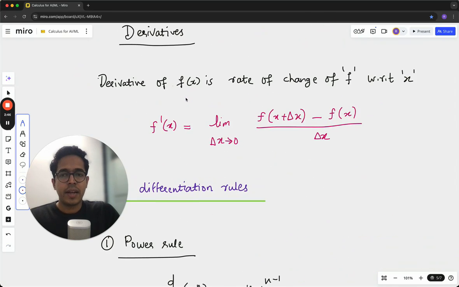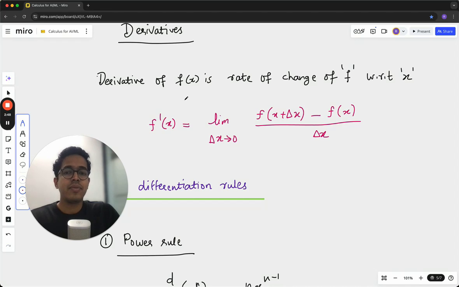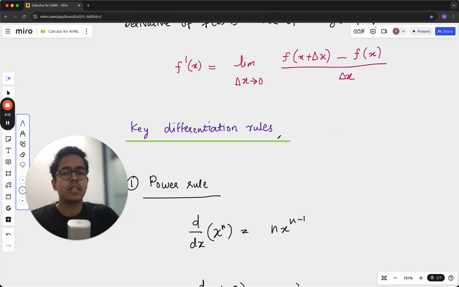Now let's talk about derivatives. The derivative of a function f, f of x, with respect to x is nothing but the limit as delta x tends to 0 of f of x plus delta x minus f of x. So this is the difference in the function's value f, given there is a small difference in the value of input x. In one case the input is x plus delta x, in the other case it is x itself, divided by that change in x itself. So this is the derivative of the function f with respect to x.